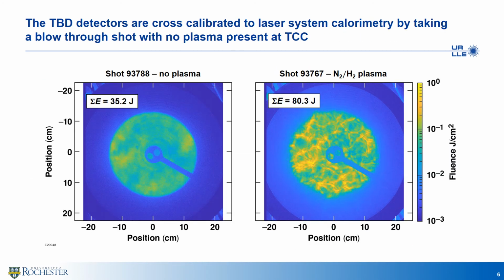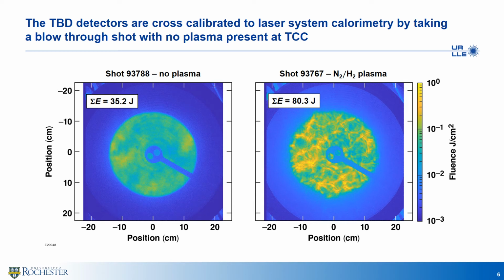Here's an example of a typical image produced by the CCD camera. On the left is an image taken on a shot with no plasma present at TCC. This allows the TBD detectors to be cross-calibrated to the laser system calorimetry. Because the amount of energy delivered to TCC is known, and 100% of that light passes through TCC when there's no plasma presence, a calibration factor in ADUs per joule can be determined. When using the image magnification information, the local fluence deposited on the diffuser plate can be determined.